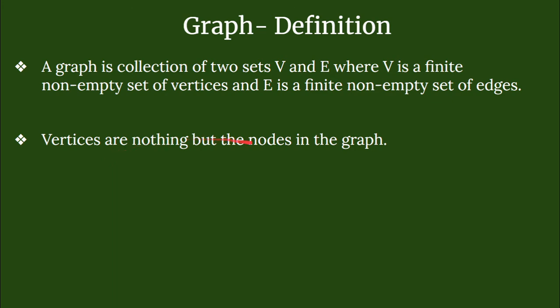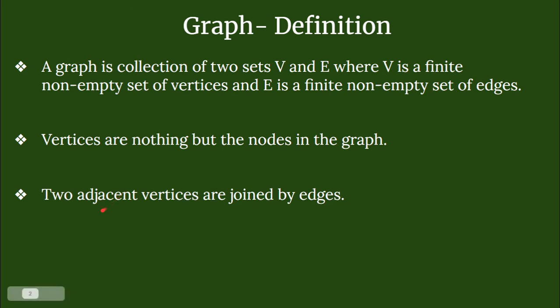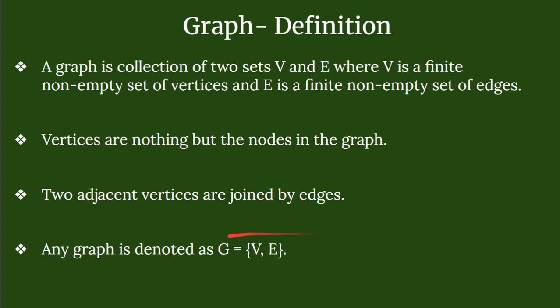Vertices are nothing but the nodes in the graph. So in the graph, nodes are there and the nodes are connected by lines. They are called edges. Two adjacent vertices are joined by the edges. Any graph is denoted by G, a capital G, equal to the set of all V and E. So V are the vertices and E are the edges.